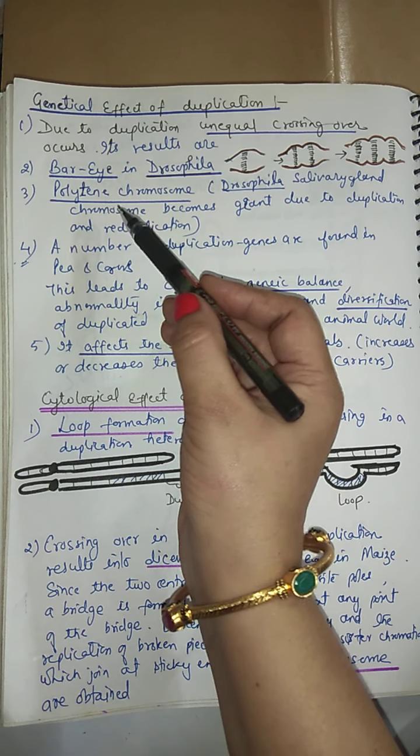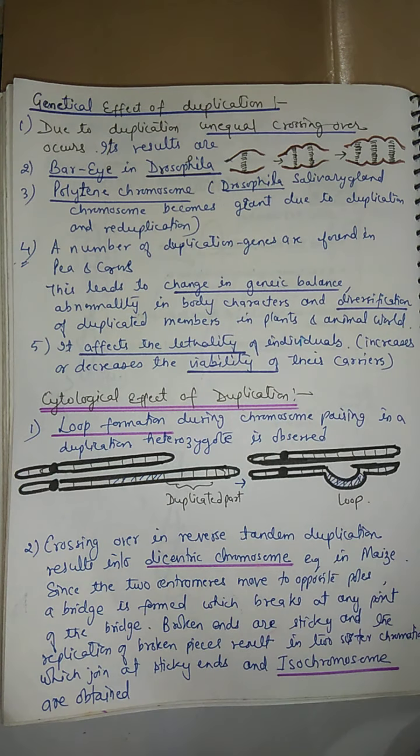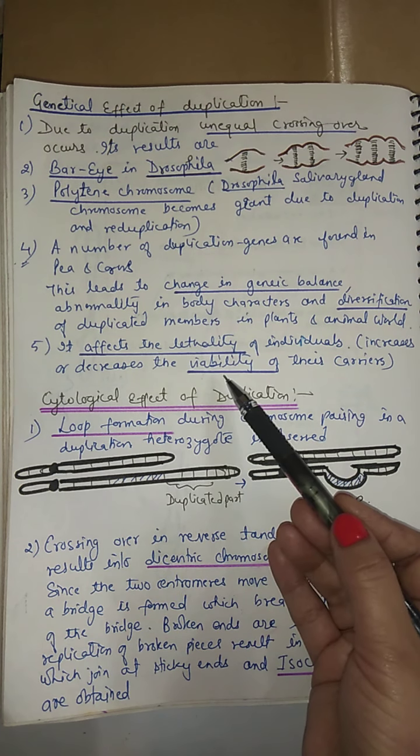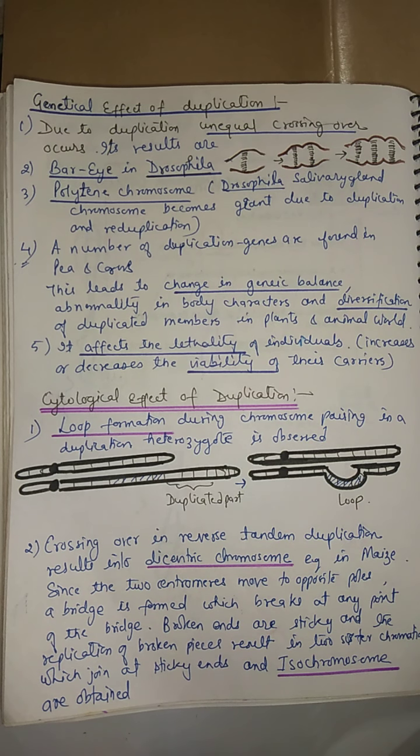Another example is the polytene chromosome, which is found in the salivary gland of Drosophila, where the chromosomes get duplicated many times and become giant. A number of duplicated genes are found in peas and corn in case of plants, and this leads to a change in genic balance. This leads to abnormality in the phenotypic characters or diversifications in the duplicated members. It also affects the lethality of individuals. It increases or decreases the viability of these carriers.